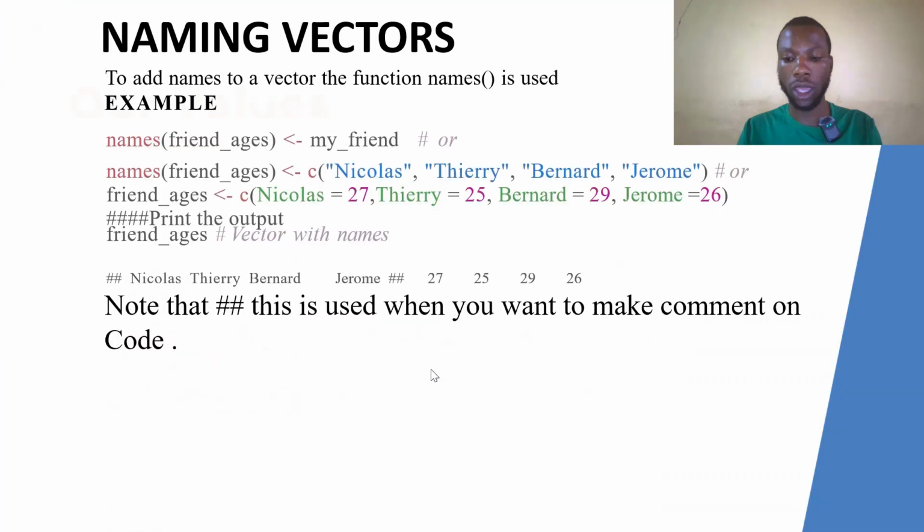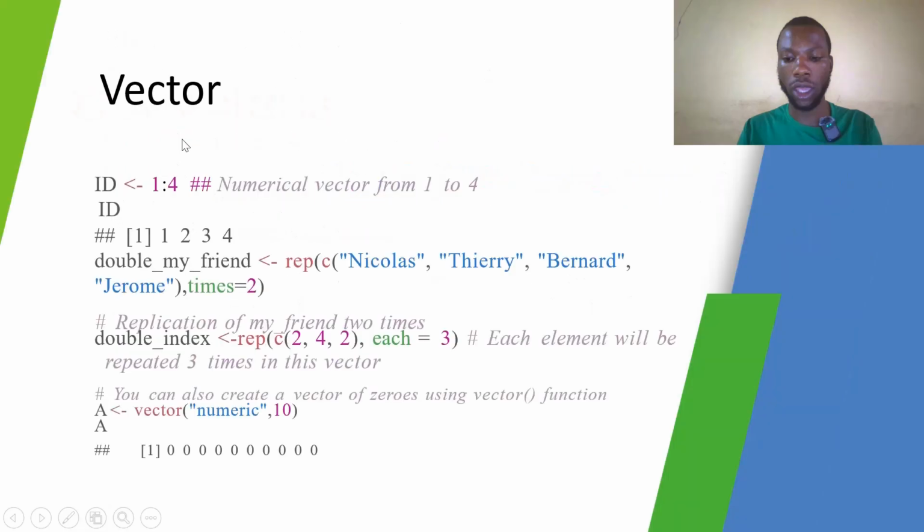And also here we will see how we can name the vector. To add names to the vector, we use the names function, and it is used when you are trying to add names to the vector. So we have friend's age, but instead of just the friend's age, we can at the same time take the friend's age and then add my friend. So we have two vectors.